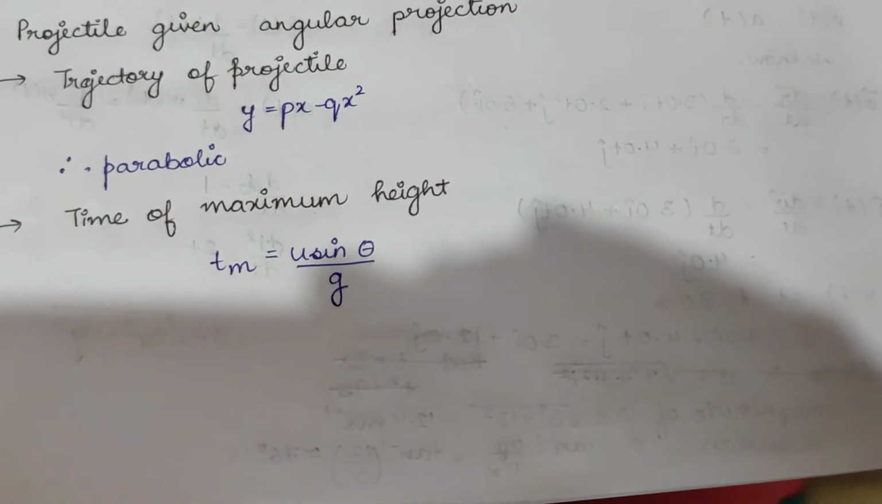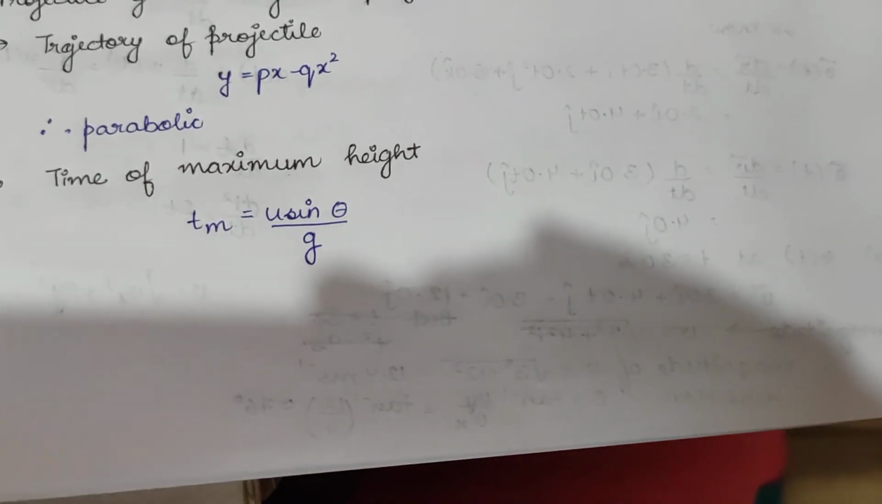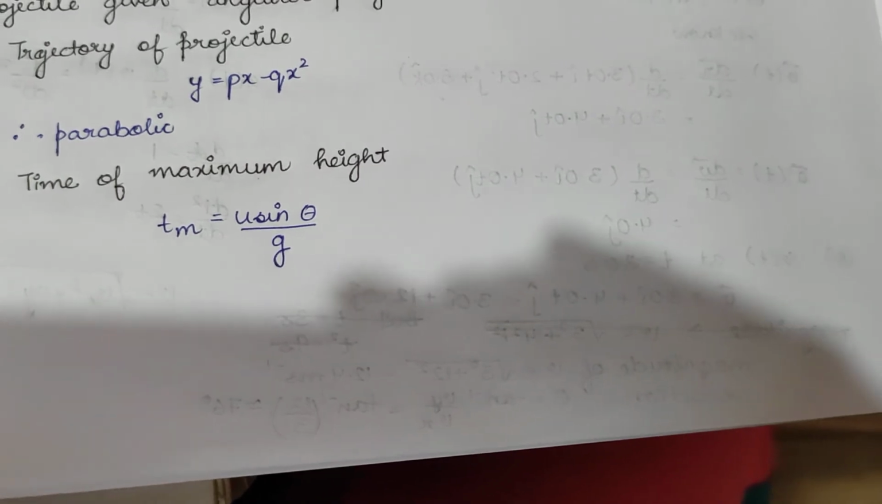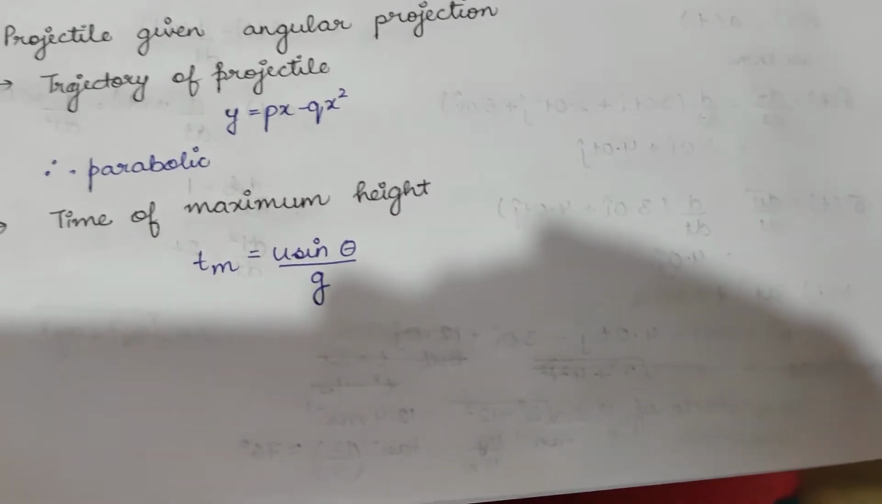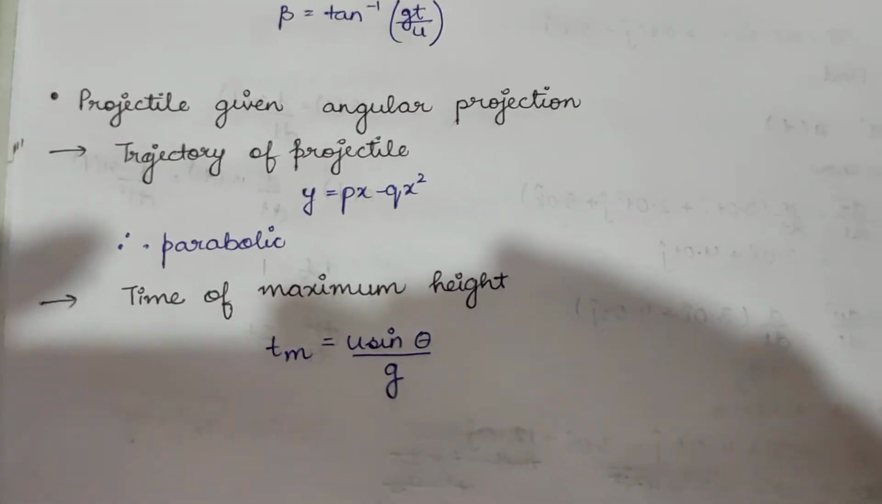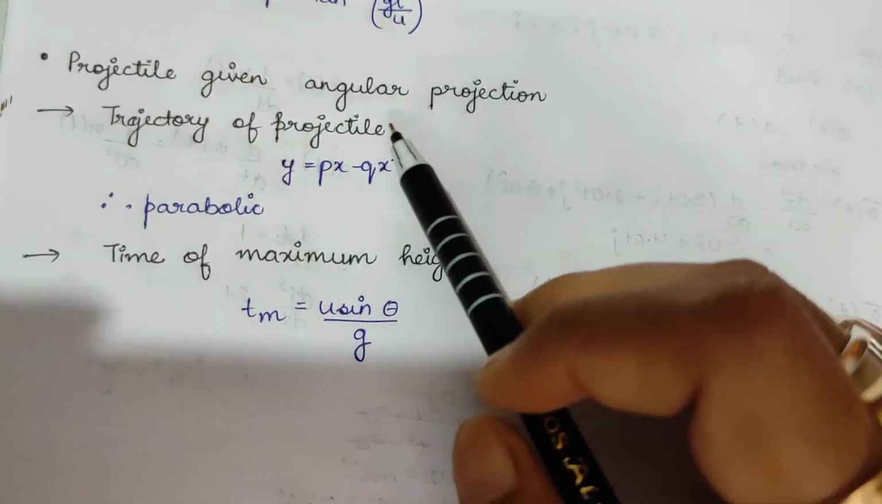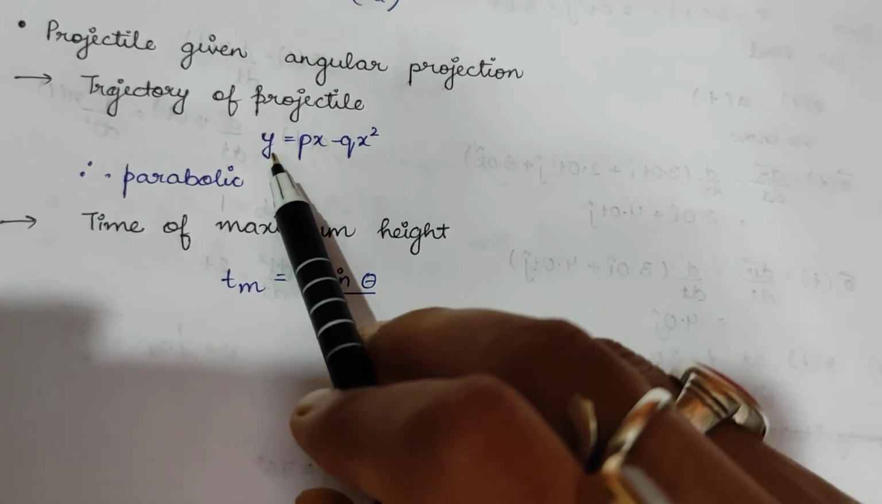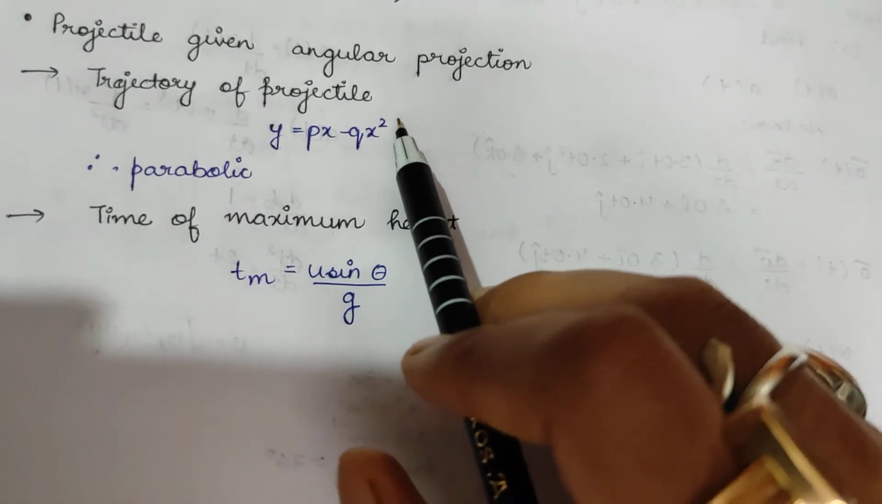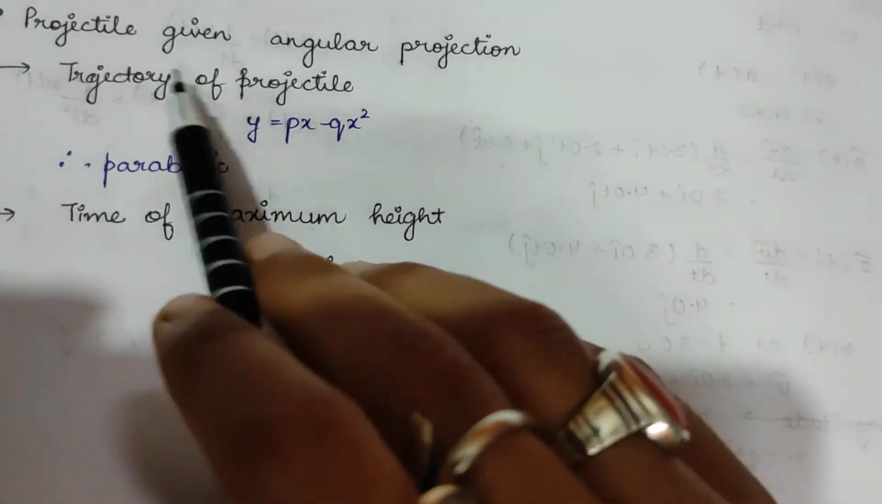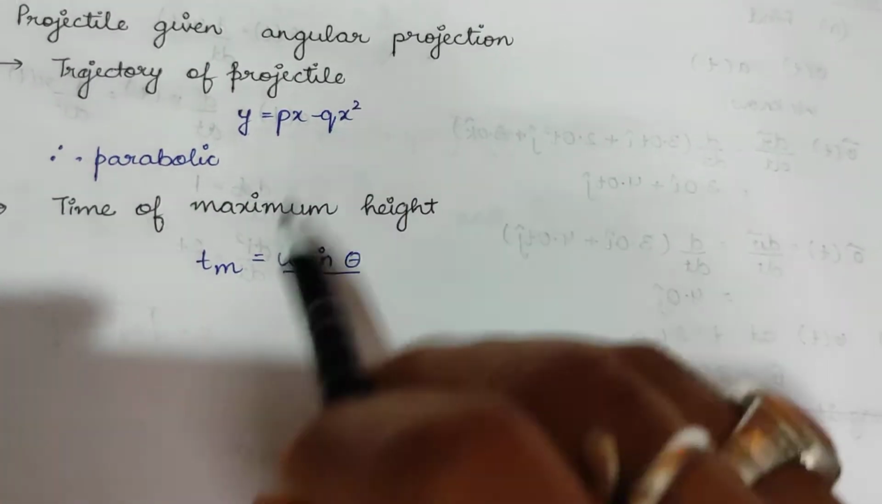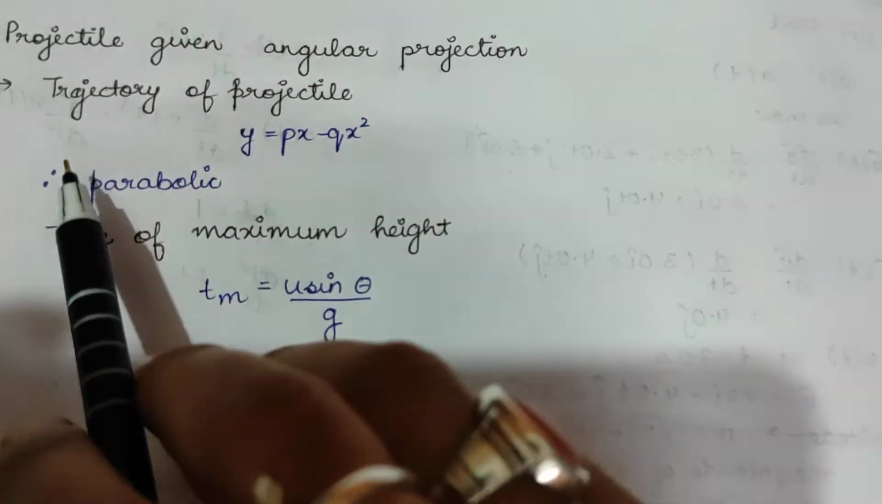Okay, so this u sin theta, it first decreases, then it becomes 0 at the highest point A, and after which it again increases till the projectile hits the ground. Fine. So talking about the trajectory of the projectile, it will come out to be y is equal to px minus qx square, which is again a quadratic equation. That is why the trajectory or the path followed by this projectile when fired at an angle is also parabolic.